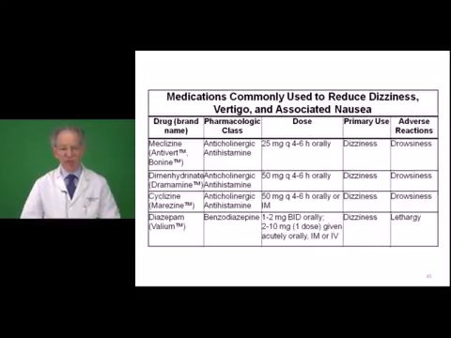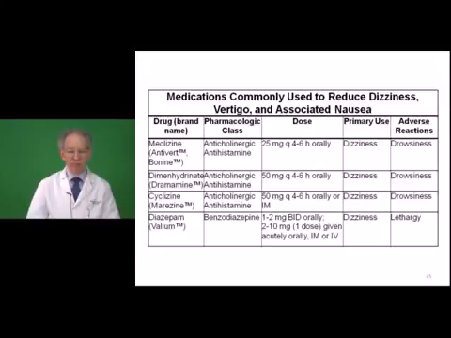Let's examine a few of the medications commonly used to reduce dizziness, vertigo, and associated nausea, regardless of etiology. The most common is meclizine. Meclizine can be helpful for your patients with dizziness, but does have a side effect of drowsiness. Also, meclizine, by reducing vestibular function, is inappropriate for long-term use. Other medications in this category include dimenhydrinate and cyclizine.